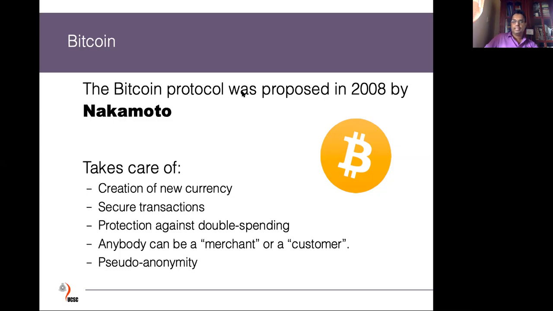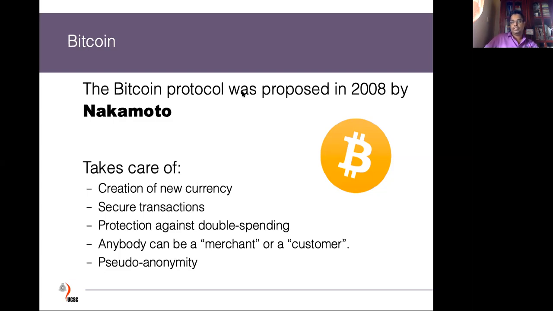All the cryptocurrencies work in a similar manner, but they use different cryptographic algorithms, techniques, and methods. But in principle, all these cryptocurrencies are the same. They have a method of creation or generation of the currency, and a method of securely transferring these currencies electronically. They usually have protection against double spending or multiple spending. And anyone can work as a merchant or a customer, because I can sell anything, and I can buy anything with the currency. Similarly, you can do that.